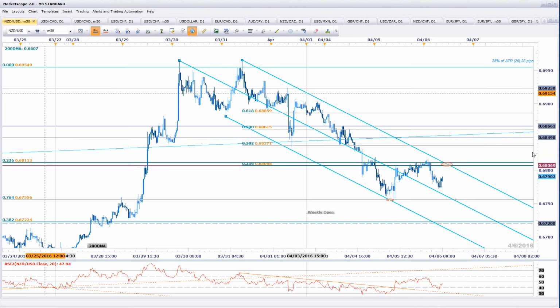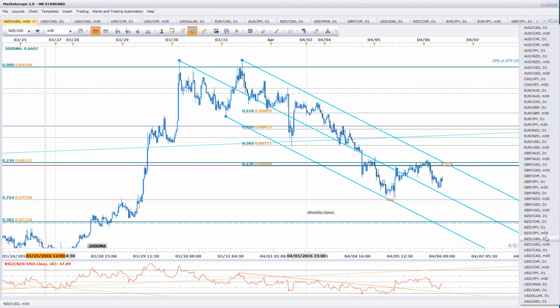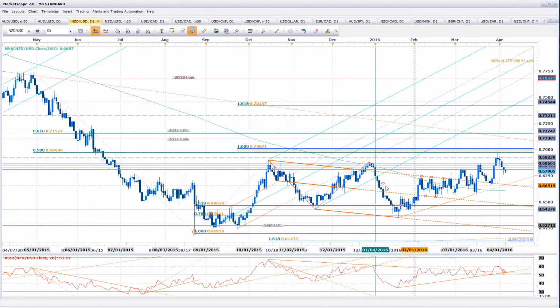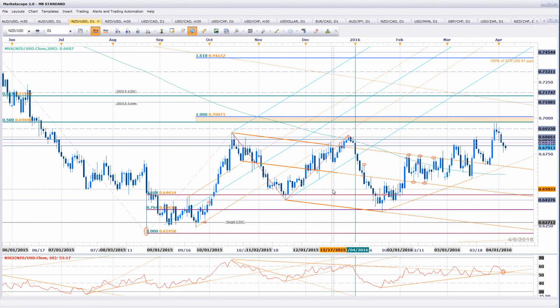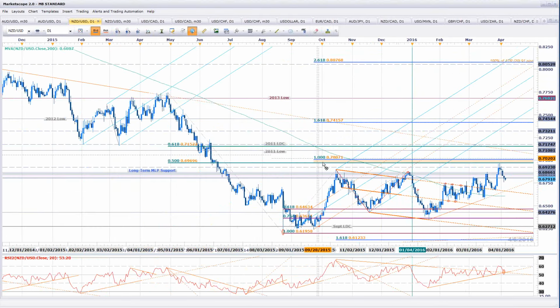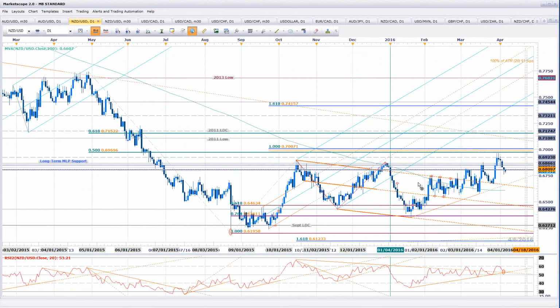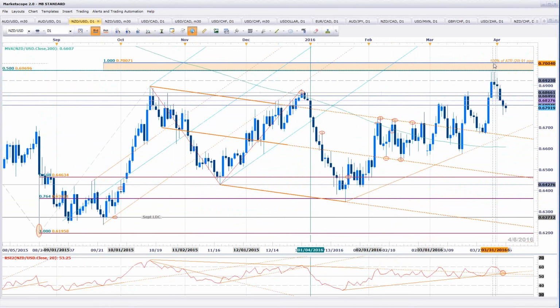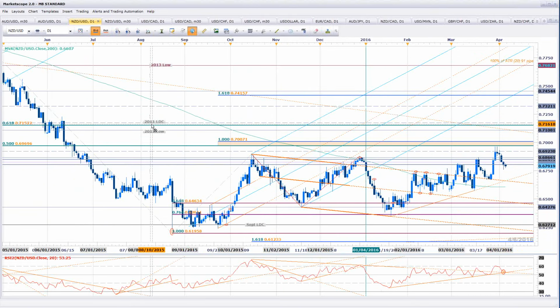Ultimately, I don't really have a very strong bias on the Kiwi. As far as I'm concerned, I was looking for the stretch into the 69.70 handle here. Big region of confluence resistance. I was looking for a stretch into this to offer some nice shorts. We didn't quite get into there. We turned ahead of it, and then we broke back below that reversal day close from October. So I don't really have a strong bias on Kiwi dollar for this, Robert.